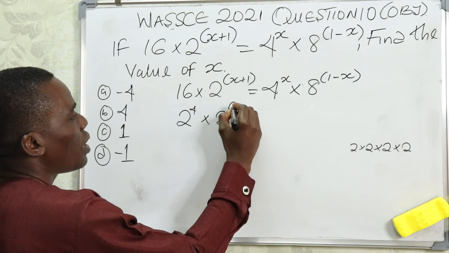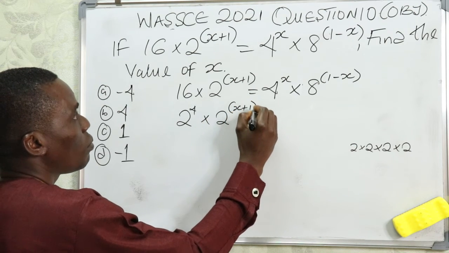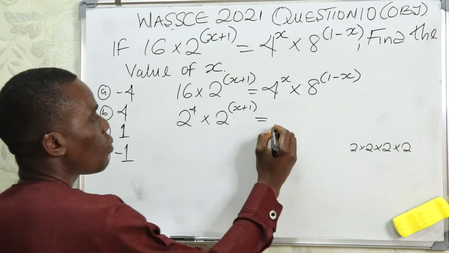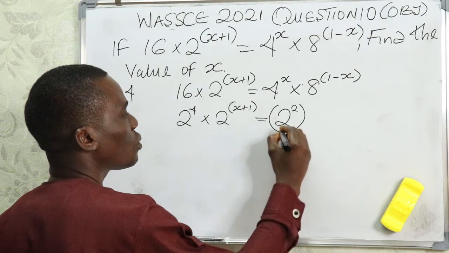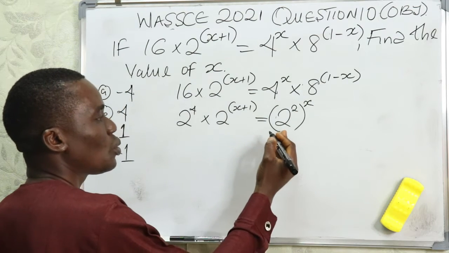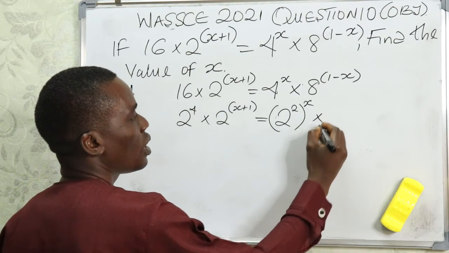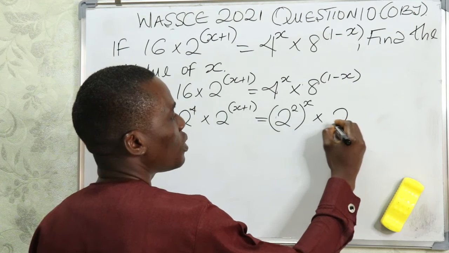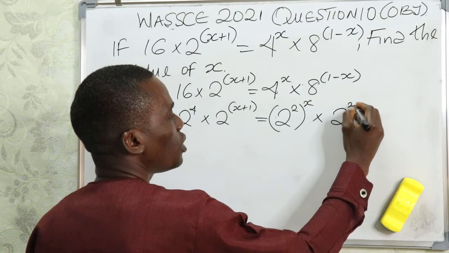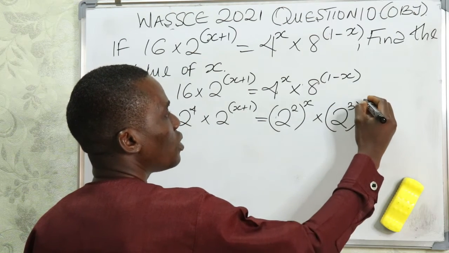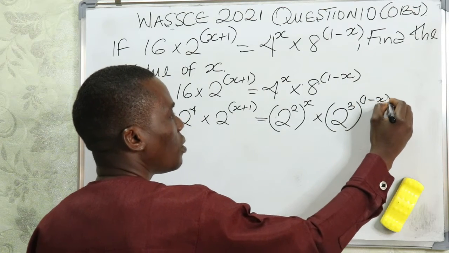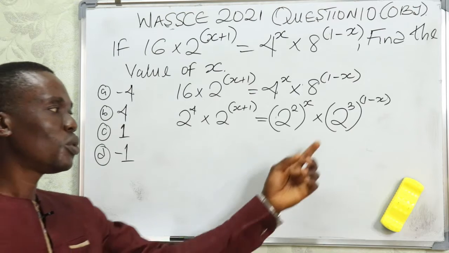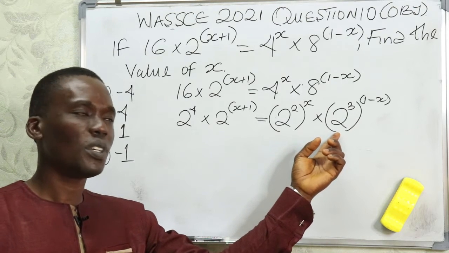So that will give you 2 raised to power 4 times 2 raised to power bracket x plus 1, equal to 2 raised to power 2x, because 2 times 2 will give us 4, times 2 raised to power 3 into bracket 1 minus x, since 2 times 2 is 4, 4 times 2 is 8.